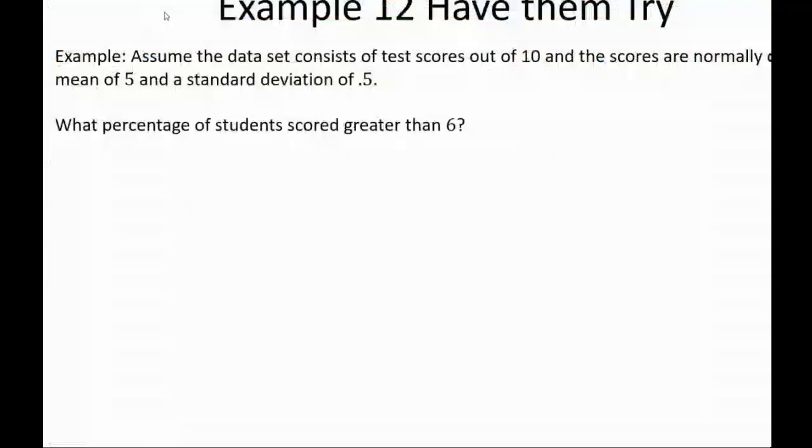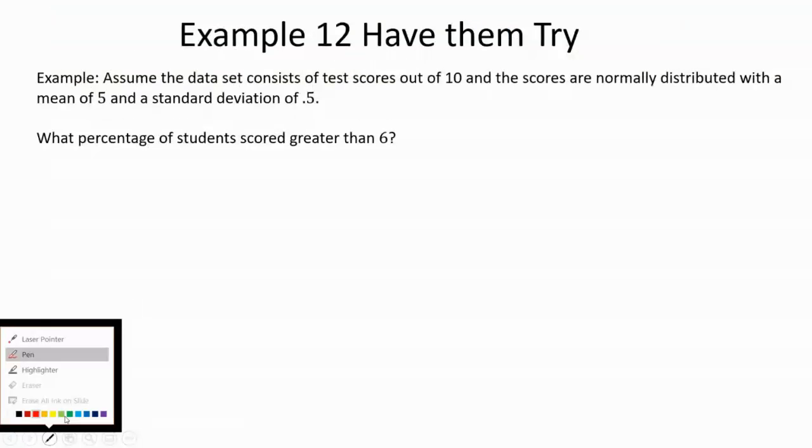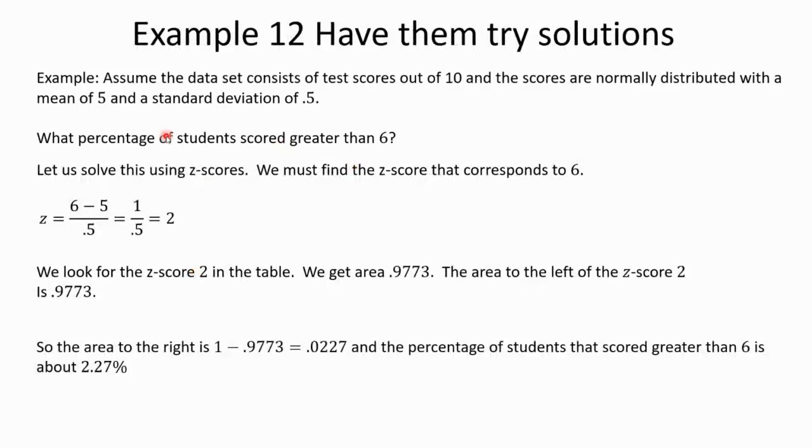So it's just like before, right? We have to figure out what the z-score is. Since the mean is 5 and the standard deviation is 0.5, and we want the percentage of scores greater than 6, we find the z-score that corresponds to 6. We have 6 minus 5 over a half. We get 2.